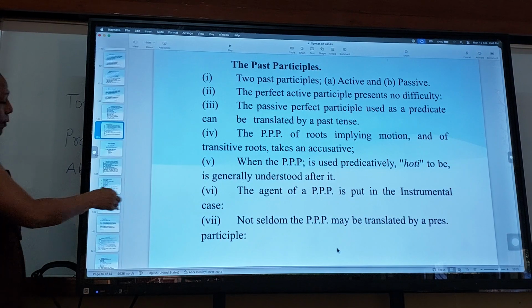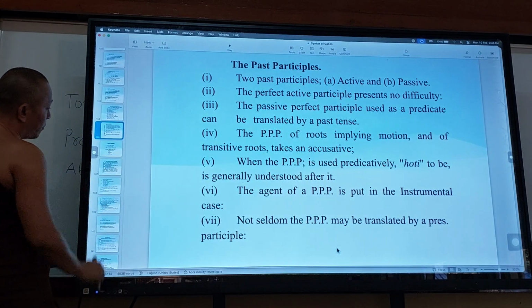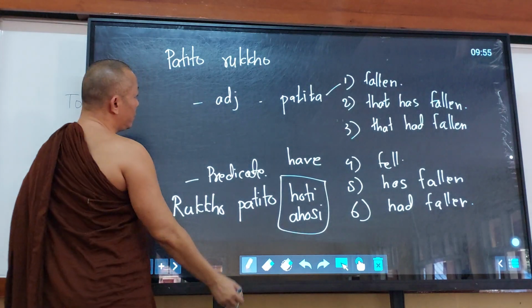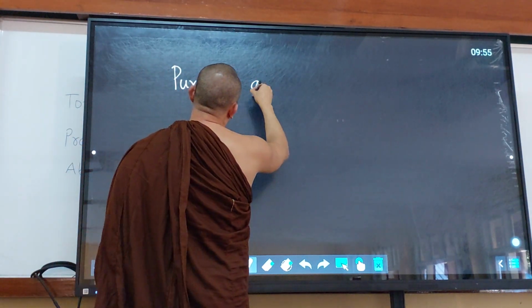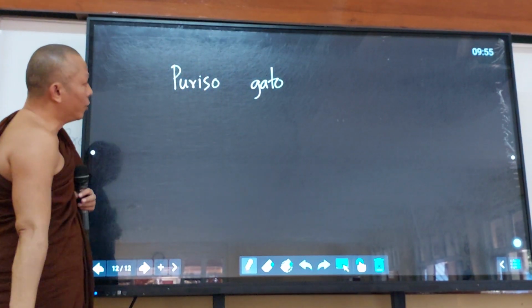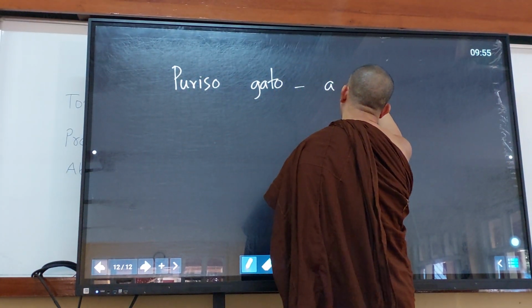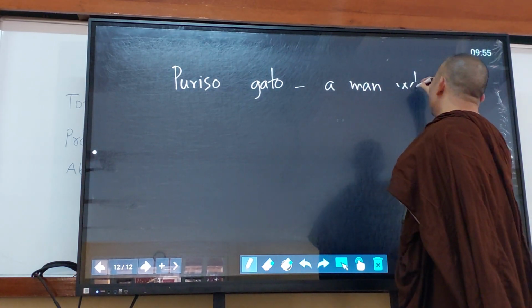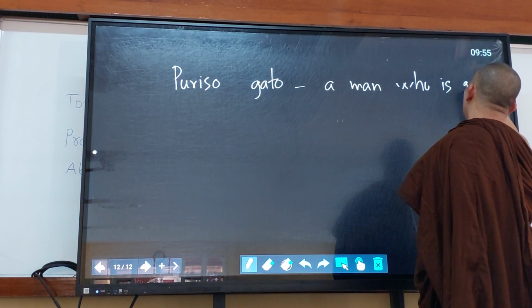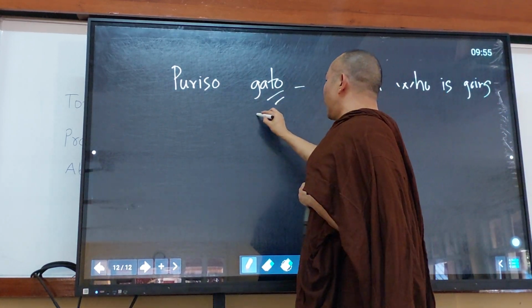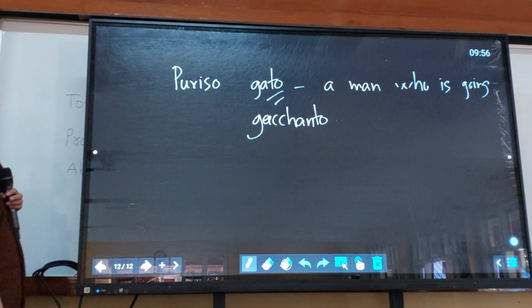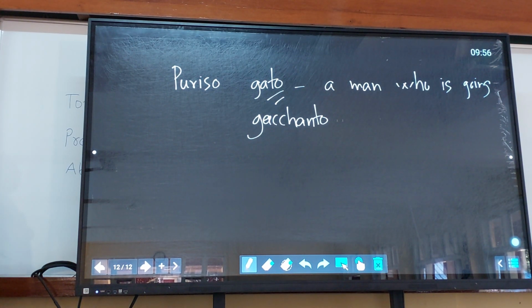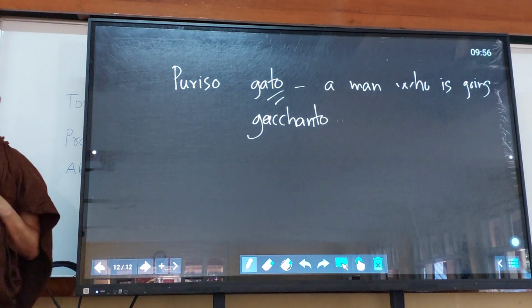For example, puriso gato. That means a man who is going. Even though it is a past participle, like gacchanto, the meaning can be understood. So puriso gamam gato, a man who is going to a village. Those past participles coming from intransitive roots can be understood in this way also.